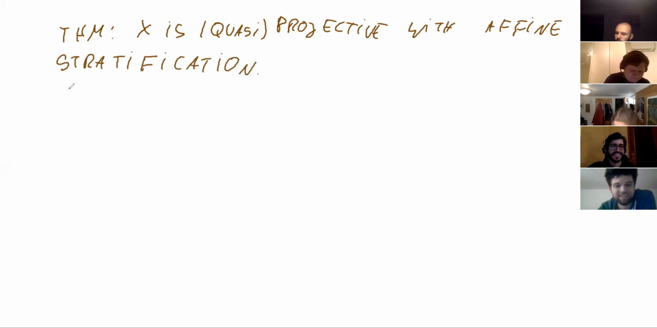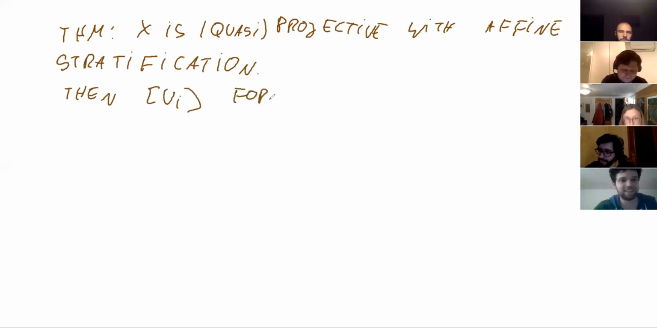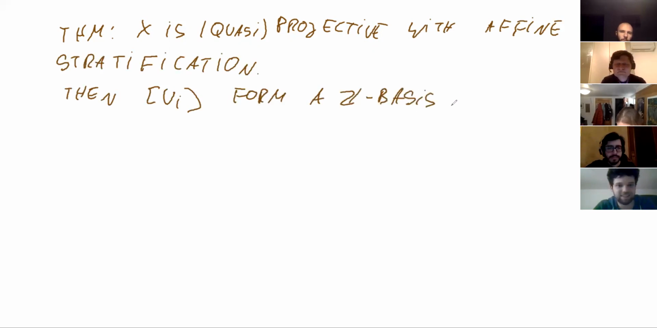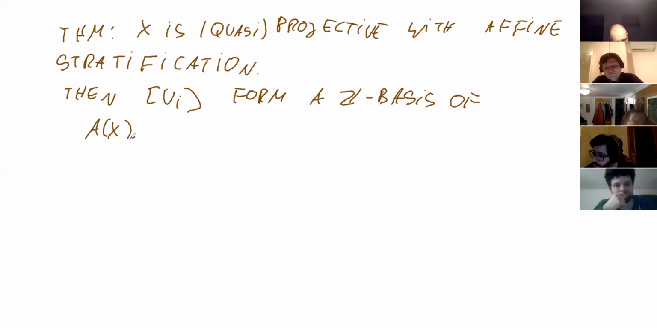Then the classes of Ui form a Z basis of A(X). So if you have an affine stratification, you have a complete description of the Chow group, not as a Chow ring. This I didn't tell you, and that is of course non-trivial, but at least as a Chow group. And again, the proof of the statement I have provided is highly non-trivial in general.